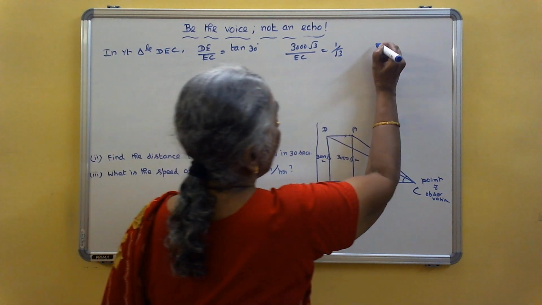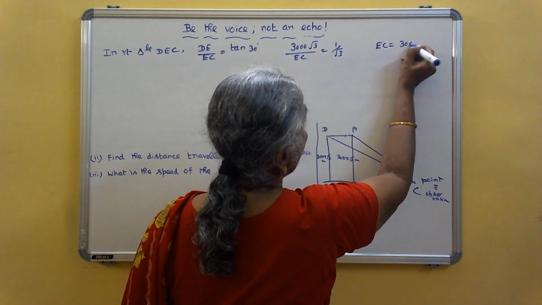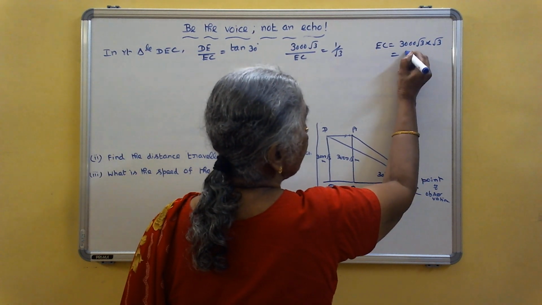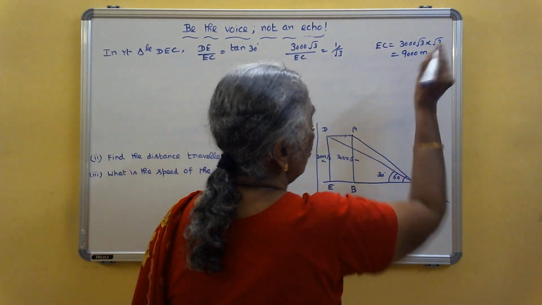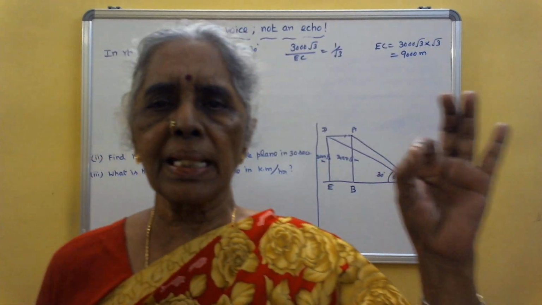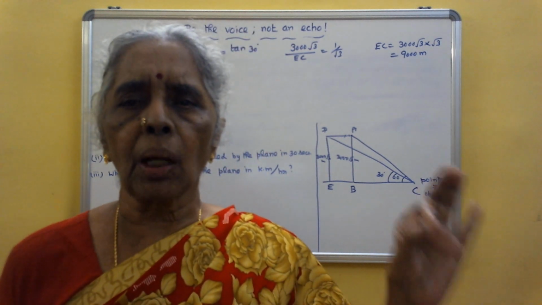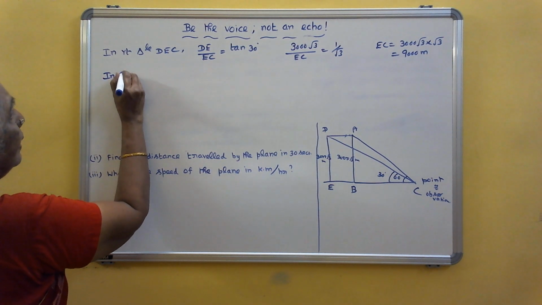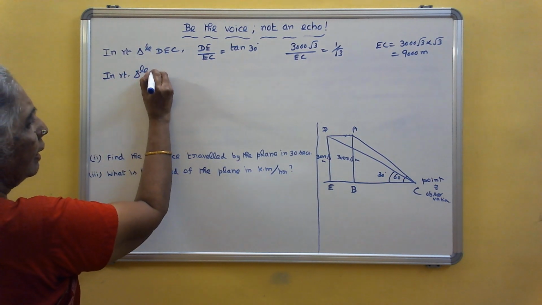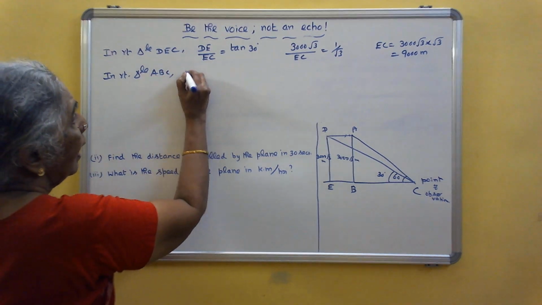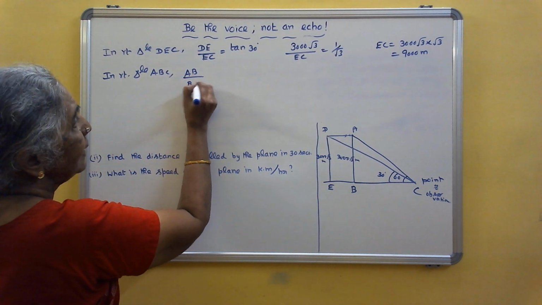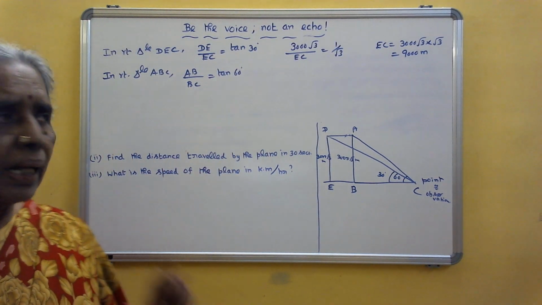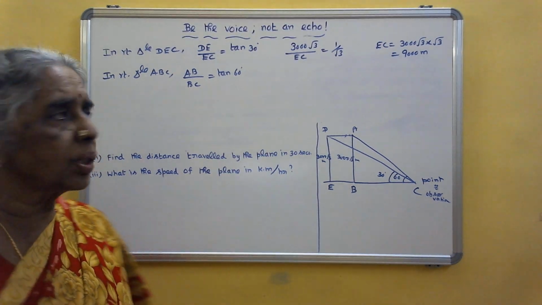What will you get now? EC will be equal to 3000 root 3 into root 3, which is 3000 into 3, so 9000 meters. So you got EC equal to 9000 meters, right? Now let us take the right triangle ABC. AB by BC will be tan 60 degrees. Right? So now you know AB is also 3000 root 3.